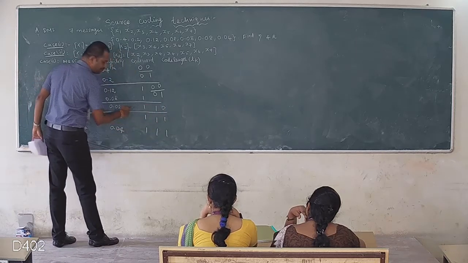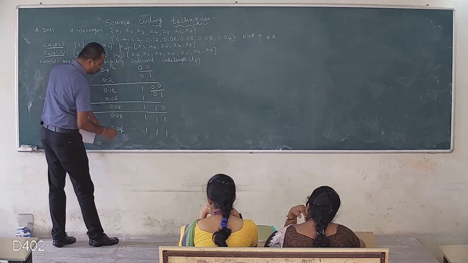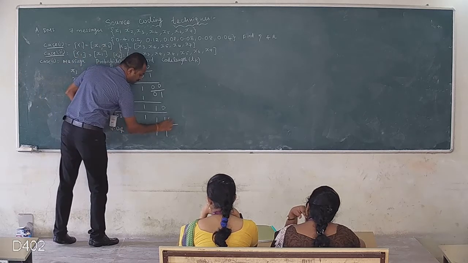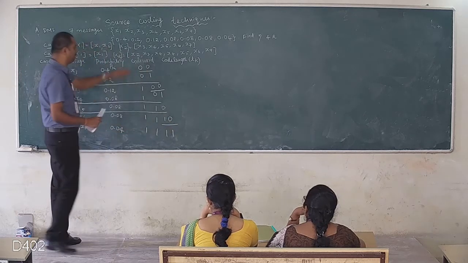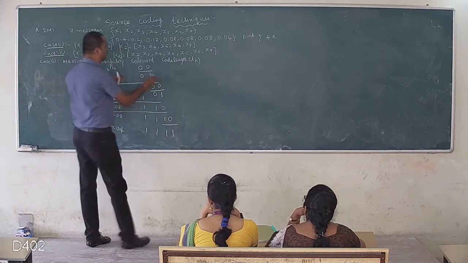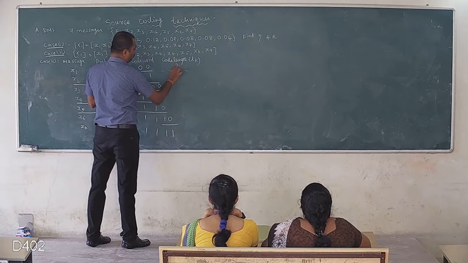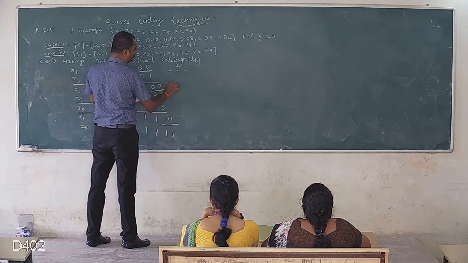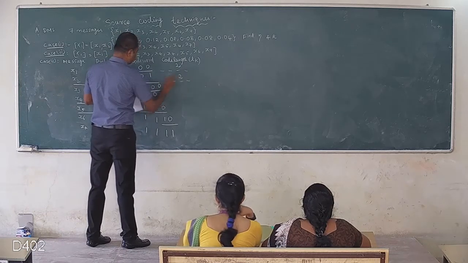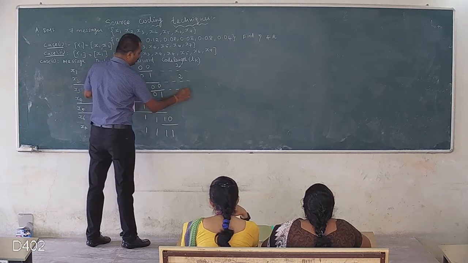Now you look at it, only one message, I cannot split it. Whereas here I have two messages. Further I can split, I can assign 0 and 1. Now you need to write the code length for this. Code length is nothing but the number of bits in the code word. So if you look at it here, you have 2 bits. So the code length will be 2. Here you have 3 bits. So code length will be 3.